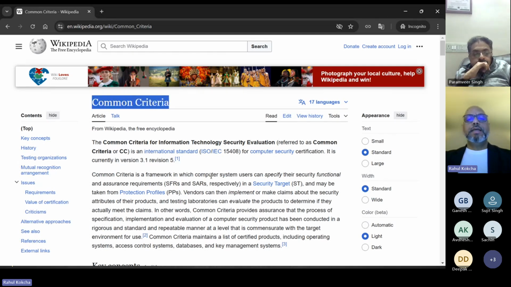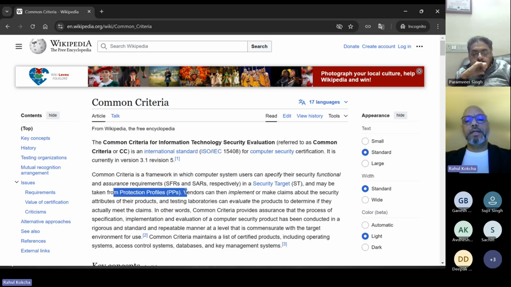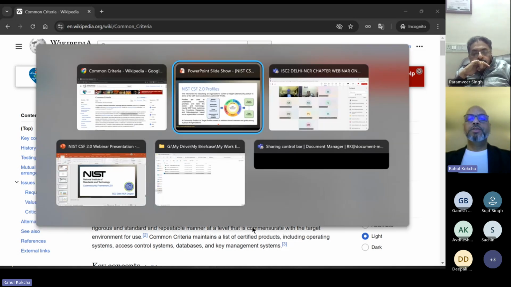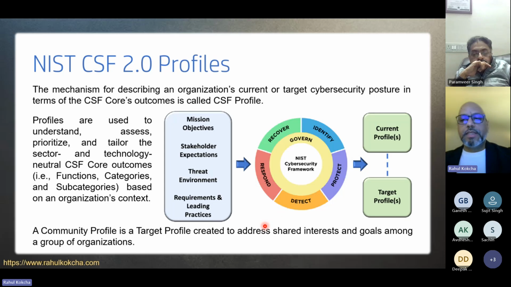So the Common Criteria is just certification of products. Fine. Here they talk about something called security target and protection profiles. Protection profile means what are the controls I want to implement in my product. That becomes my target, meaning this is the level of security I want. Fine. So if you remember the Common Criteria that you studied during the CISSP days, this is very much analogous to that. This target profile is nothing but your security target, and this community profile is nothing but your protection profile.